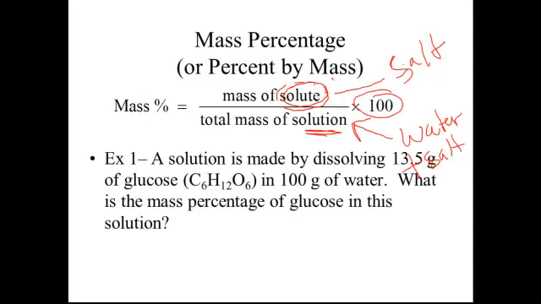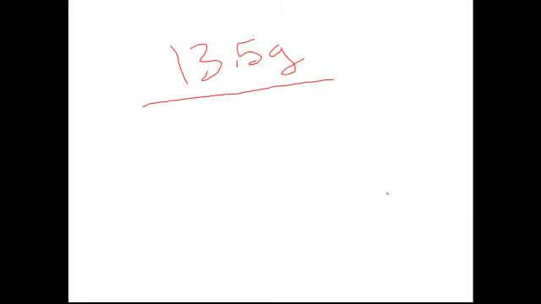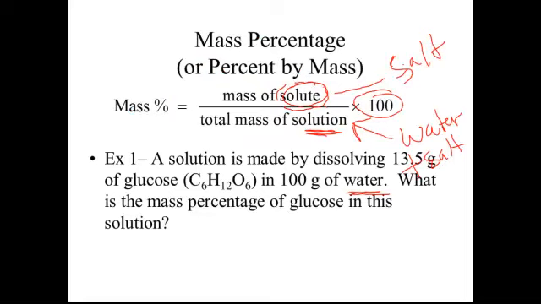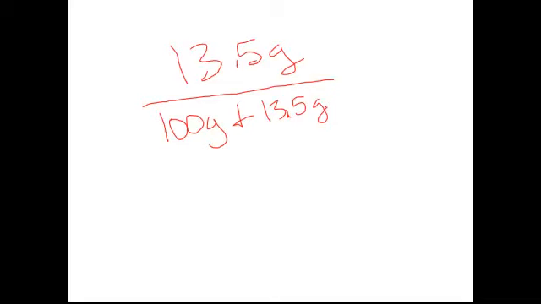Now notice you have to pay attention to how I write this. If I say 100 grams of water, that is the solvent. That is not the entire solution. So I'm going to put 100 grams, that's the water, plus my 13.5 grams of the glucose, the sugar. And now I'm going to multiply that by 100. And that's going to give me my answer.